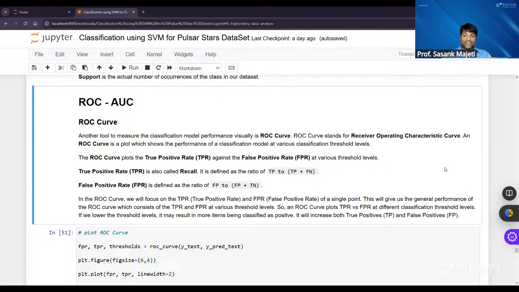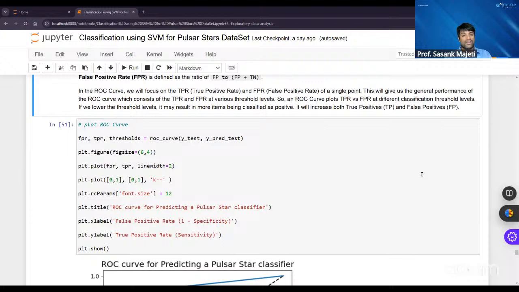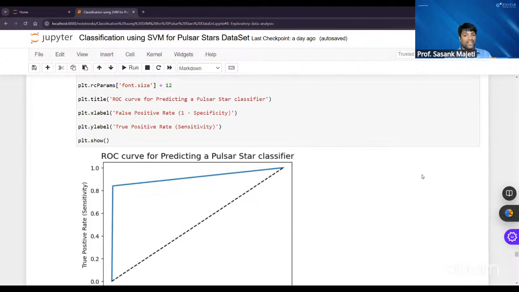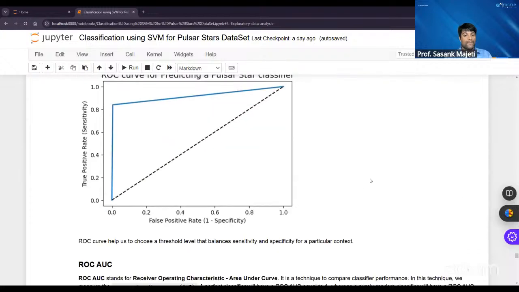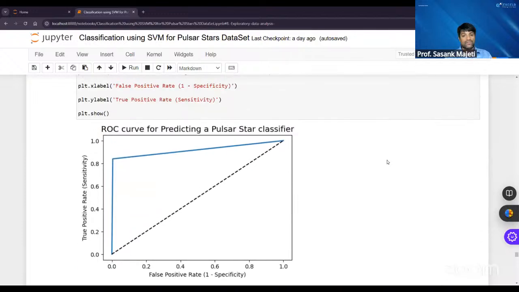In that case, these AUC and ROC curves are very important. This is why we are going to plot them. So now let us use these AUC and ROC curves and plot them on the graph. You can see the ROC curve which has been plotted.